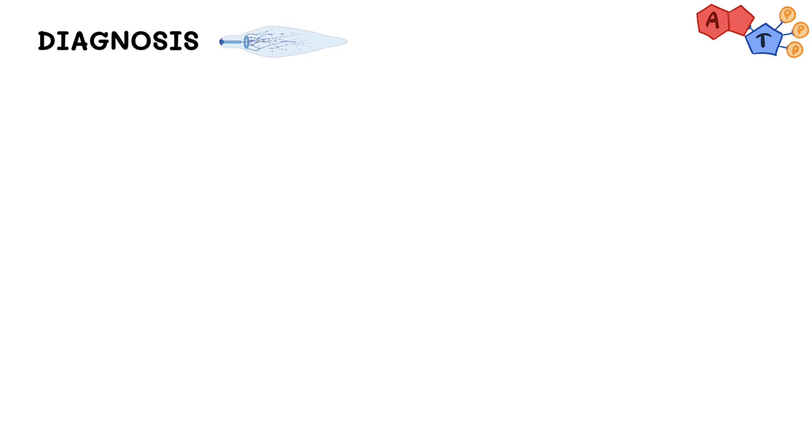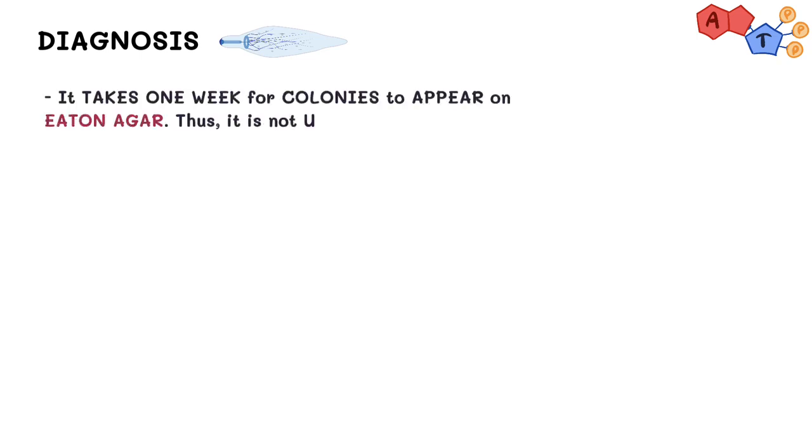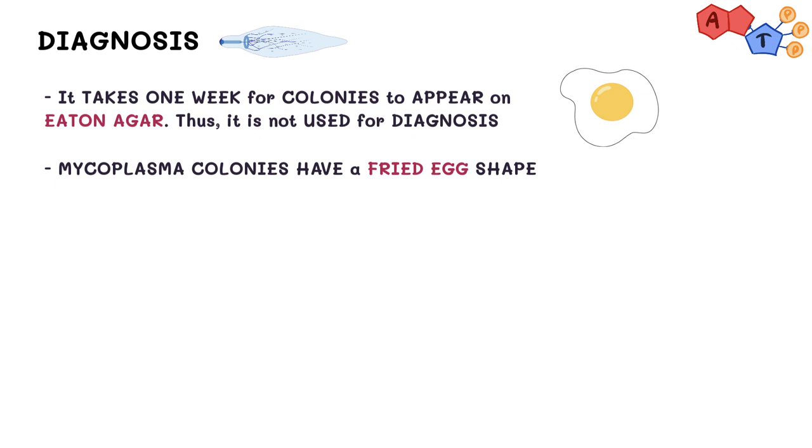How can we diagnose this type of bacterium? Usually when we hear the word bacterium, we immediately think of culturing as a diagnostic tool. However, diagnosis of mycoplasma is usually not made by culturing, as it takes at least 1 week for colonies to appear on special media known as Eaton agar. Their colony has a characteristic fried egg shape, with a raised center and a thinner outer edge.